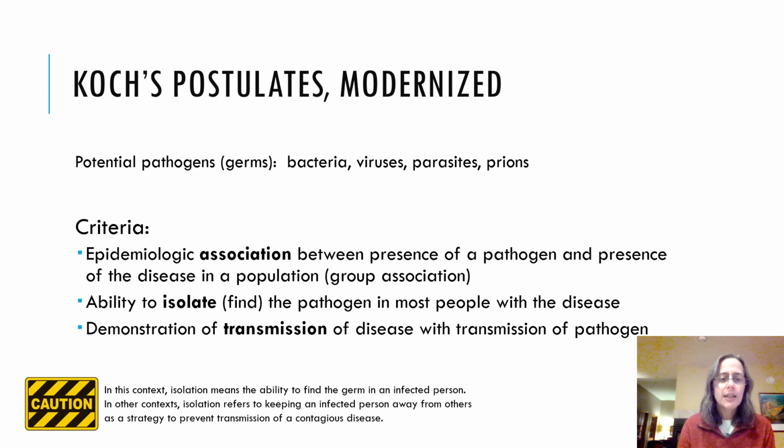The last one is you want to demonstrate that transmission of the disease occurs with transmission of the pathogen. Historically, the way this would be done is that a scientist would take the germ and inoculate it, give it to an animal, and see if the animal got sick. Okay, so association at the epidemiologic or group level, isolation, finding it in the people with disease, and then the fact that you see that transmission of the pathogen transmits the disease.